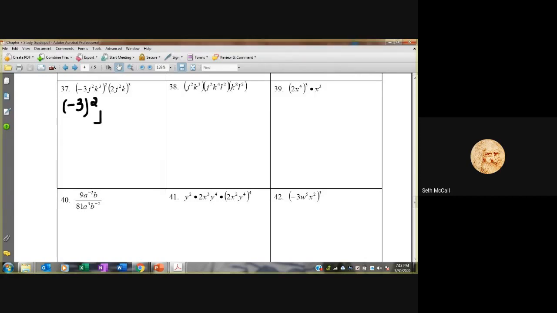And then you're going to have j. And the j is already squared, and it's being squared again. So you multiply, so it becomes j to the fourth. And then you have k to the sixth. And then you have 2 to the third. We have j, those multiply. 2 times 3 is 6 again. And then we have k to the third.